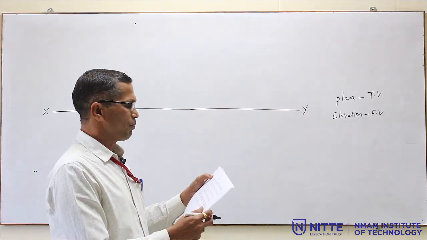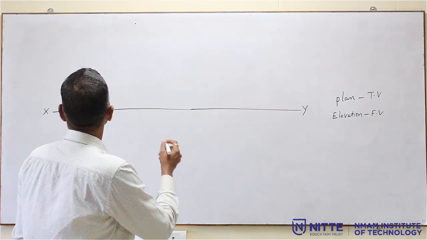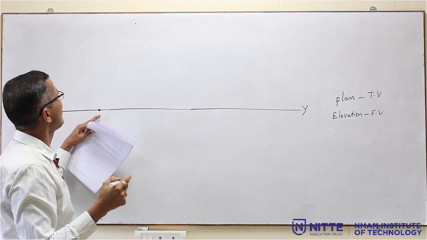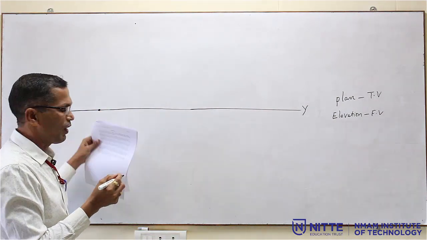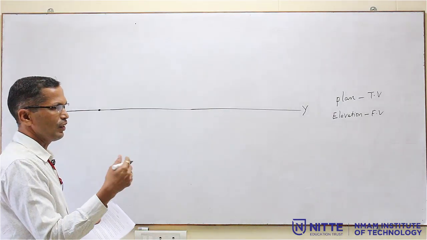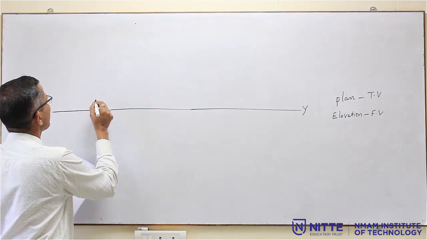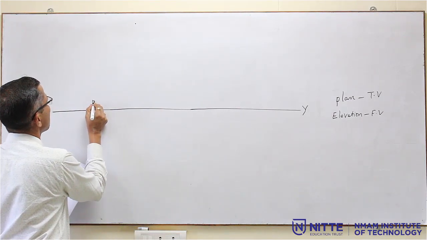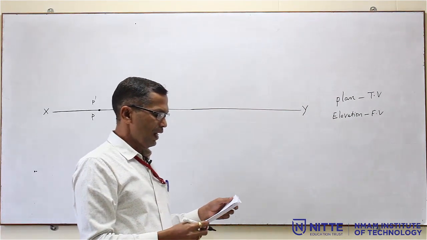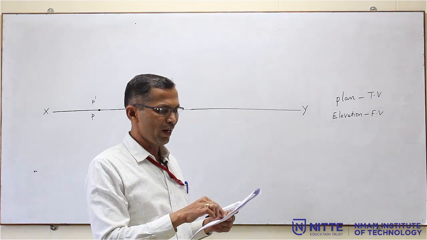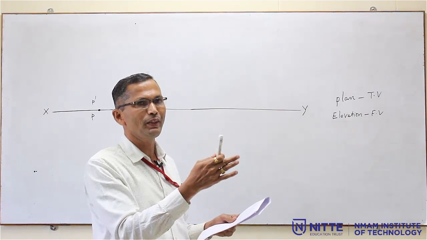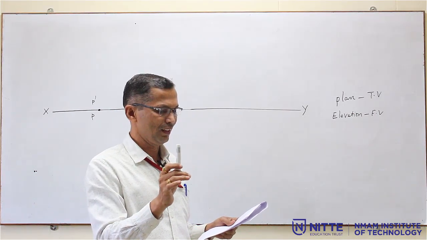Now, here the point P is both on HP and VP. So, I will mark a point. This is the front view and top view of the point P. We can take it in any quadrant, it may be first, second, third or fourth quadrant. I will take it as the first quadrant, that is P dash and P. And another point Q is 40 mm above HP and 45 mm in front of VP. Above HP and in front of VP means first quadrant.